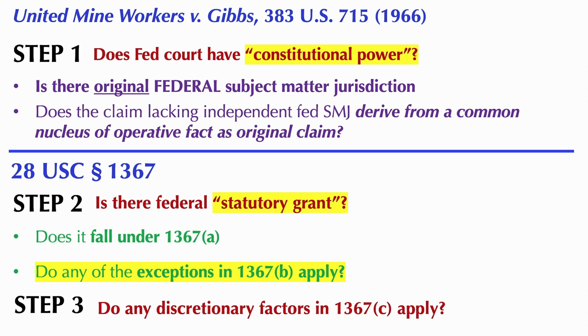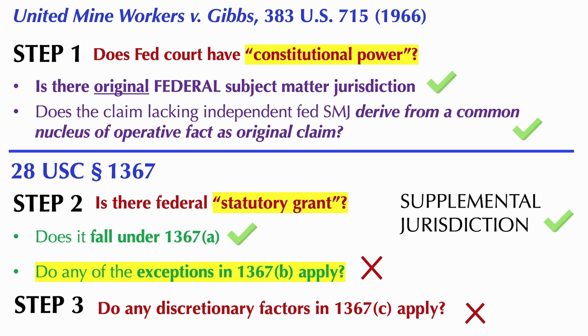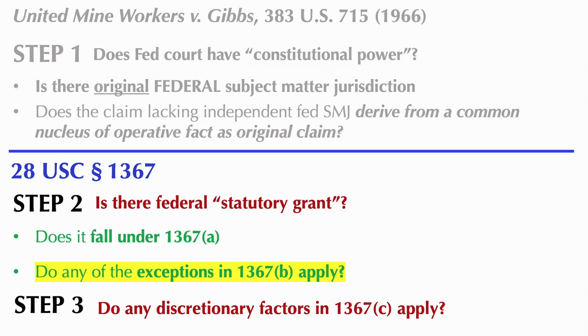So the analysis goes like this. If step 1 is met, then 1367A is also met. Then if there are no exclusions under 1367B and no discretionary factors under 1367C apply, then there's supplemental jurisdiction over the annexed claim, over the claim we want to piggyback. So just to be clear, after you do step 1 under Gibbs, determining there is constitutional authority, move on to the analysis of 1367 just as I presented it to you in my original supplemental jurisdiction video. And remember that if Gibbs is met, then 1367A under step 2 is also met.